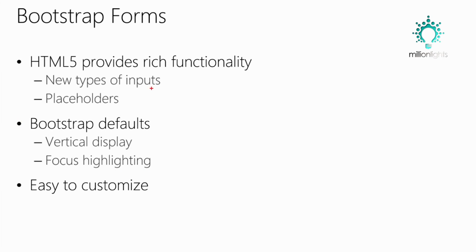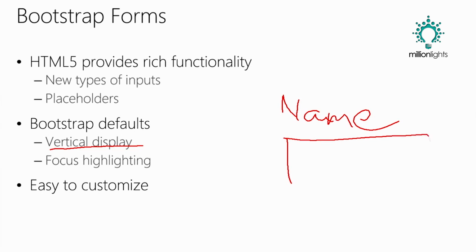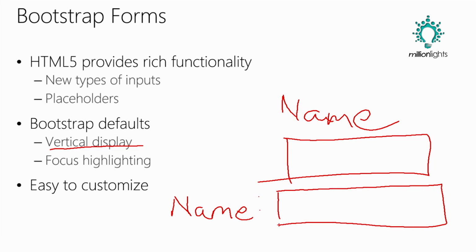But the other very big thing is this vertical display, which means that it's going to say name, spelled like that, and then it's going to put the text box underneath it. Never what you want. What you always want, or I always want anyway, if you're anything like me, and I know I am, you're going to notice that we really want it to the left. That's what people expect.